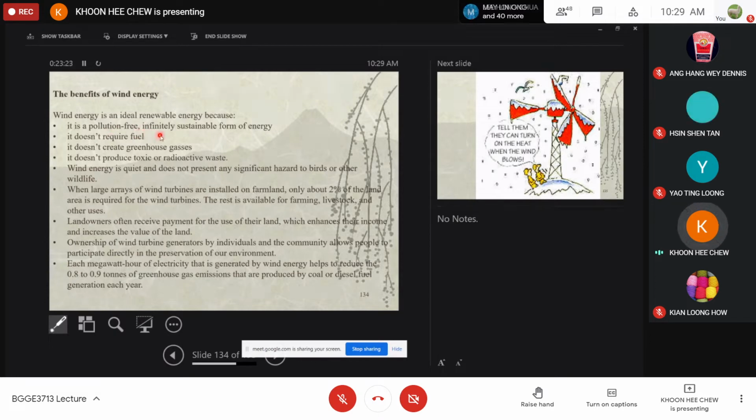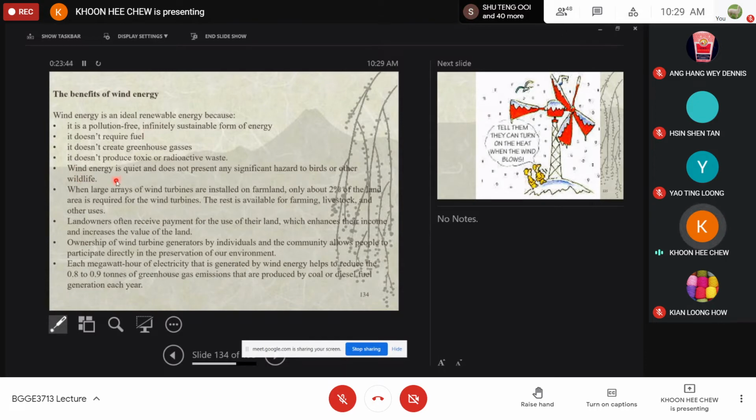Okay, it is an infinitely sustainable form of energy. It is a renewable energy. It does not require fuel. It does not create greenhouse gases. It does not produce toxic or radioactive waste. So these are the advantages or benefits of wind energy.